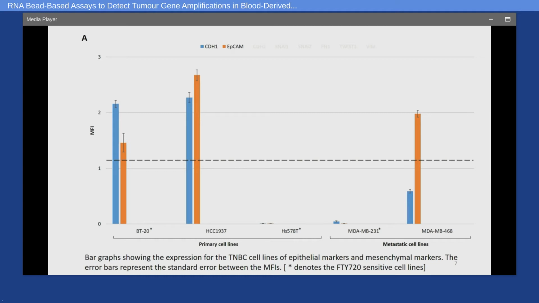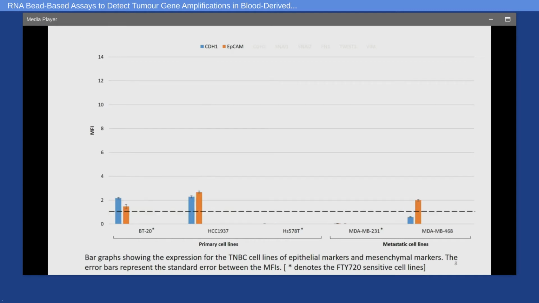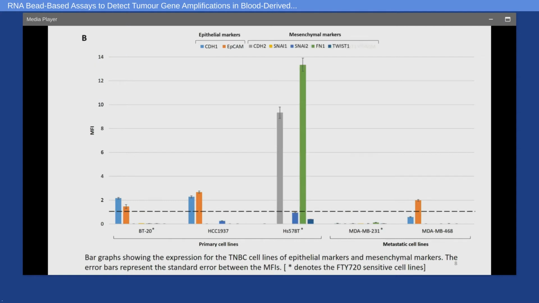So this is only showing 2 of the plex. Then we looked at, this is the same graph, but now I'm extending the scale here. And here you see, if we look at specific mesenchymal markers, like N-cadherin, SNI1, SNI2, FN1, and Twist, you can see that now this shows up as a mesenchymal marker cell line, and that is sensitive to F2Y720.